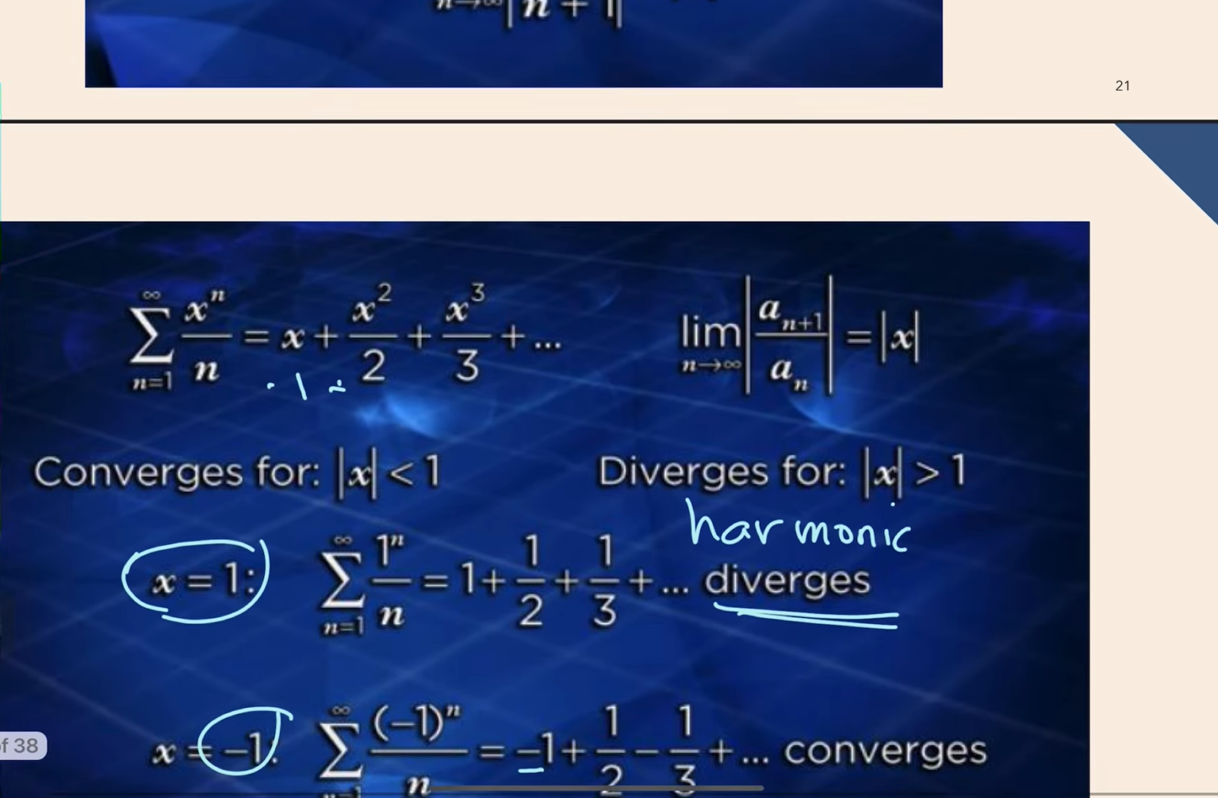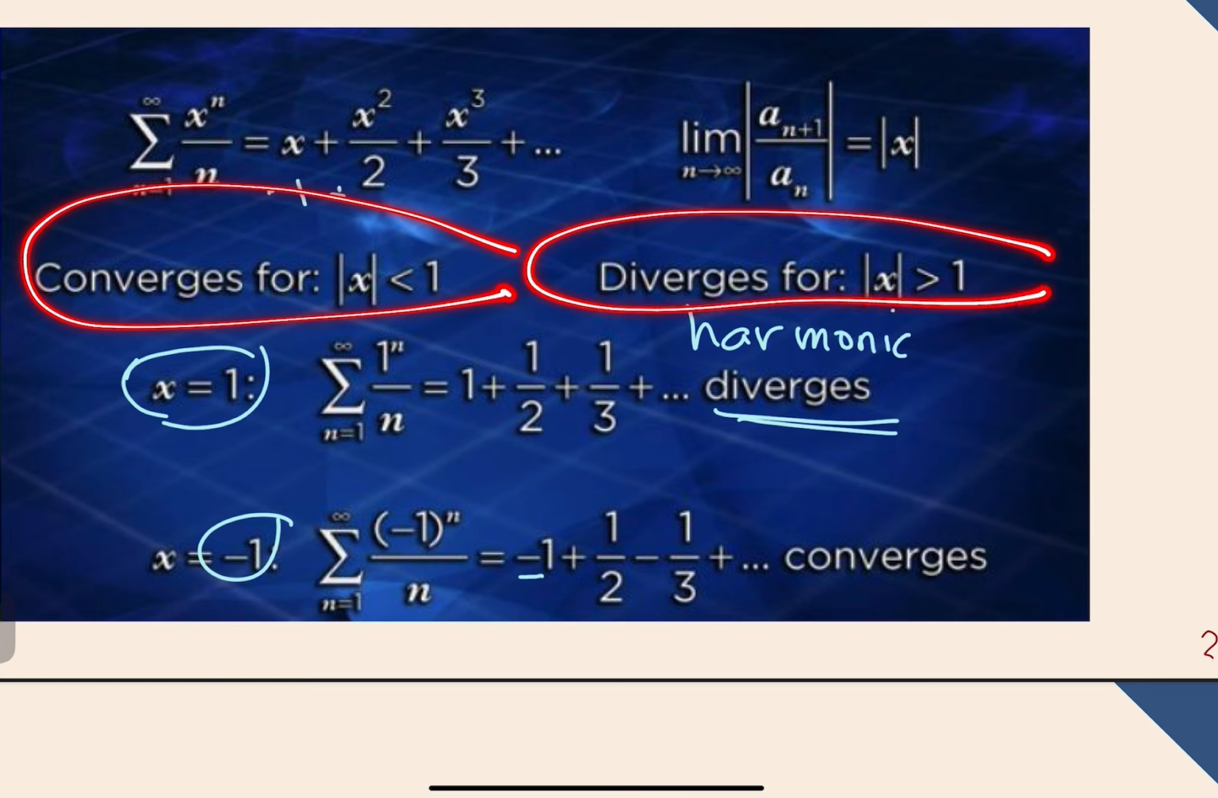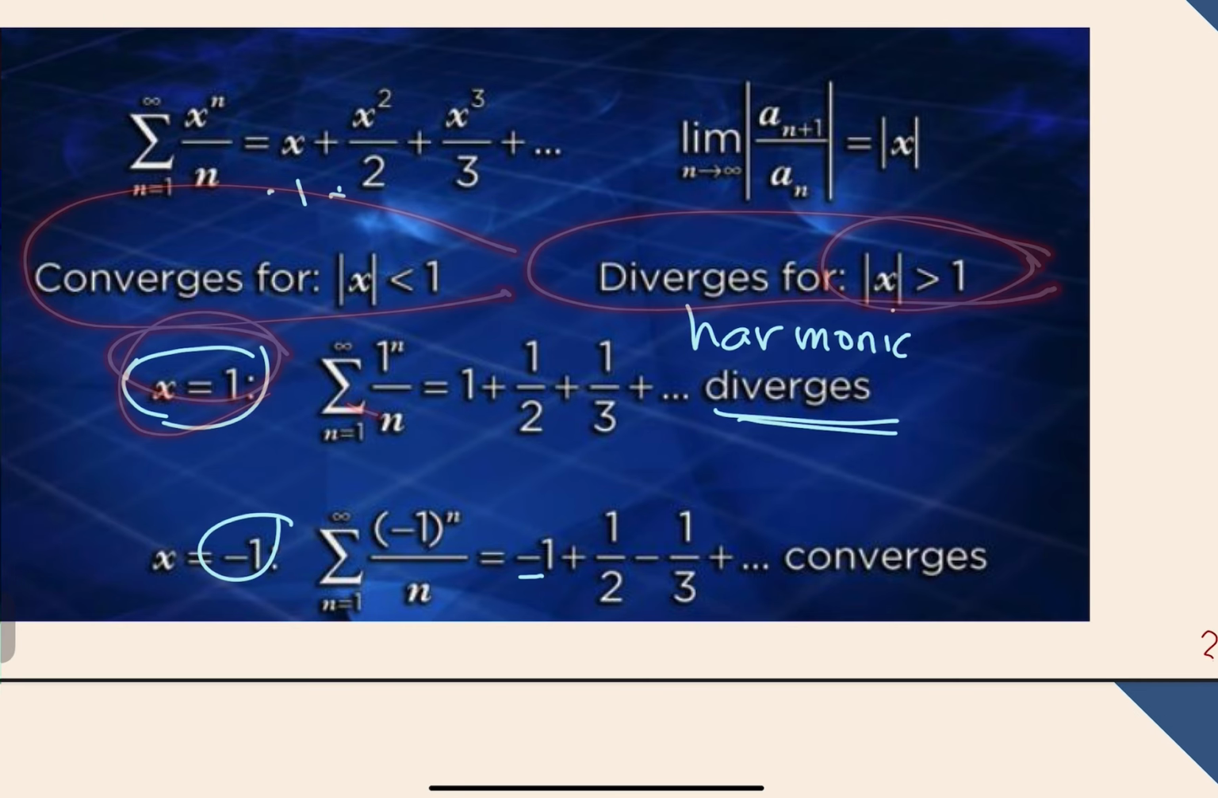So this converges when the absolute value of x is less than 1, according to the ratio test. And it diverges when the absolute value of x is greater than 1. But what about at the endpoints? Let's find out. How about at x equal to 1?